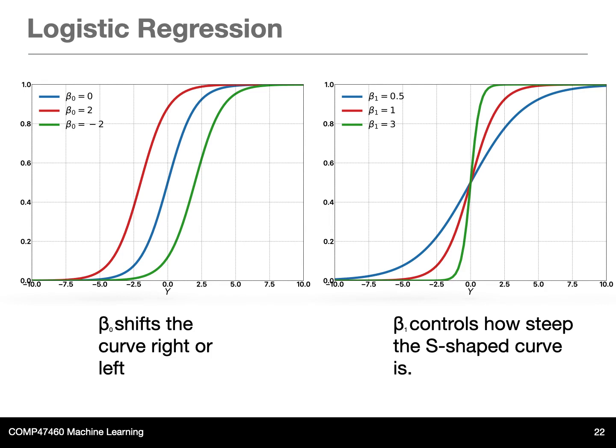It's worth familiarizing or refamiliarizing yourself with the logistic regression curve. The parameter beta 0 is responsible for shifting the curve to the left or to the right, whereas the parameter beta 1 controls how steep the S-shaped curve is.